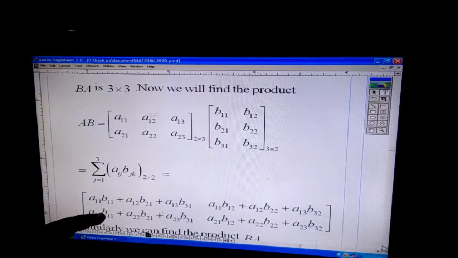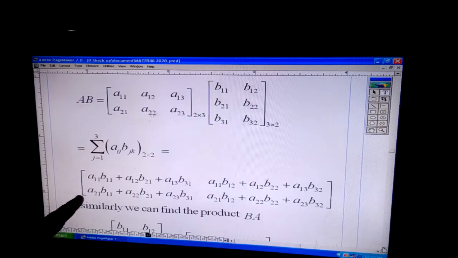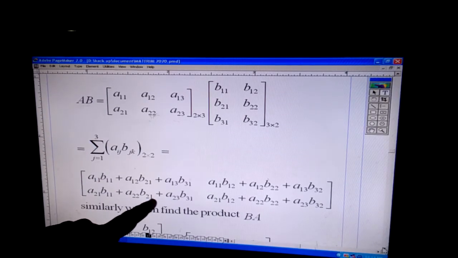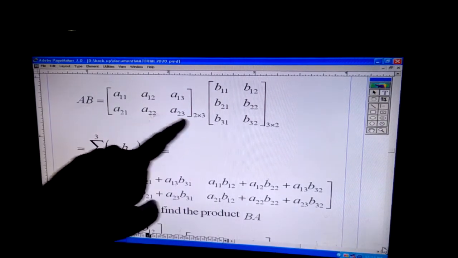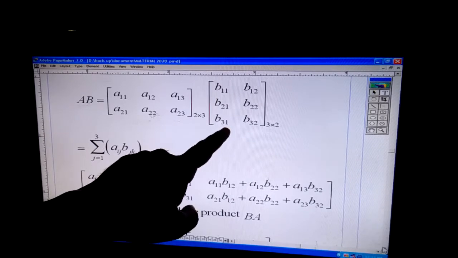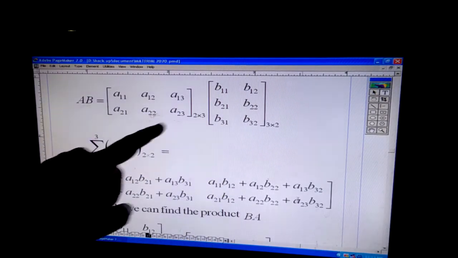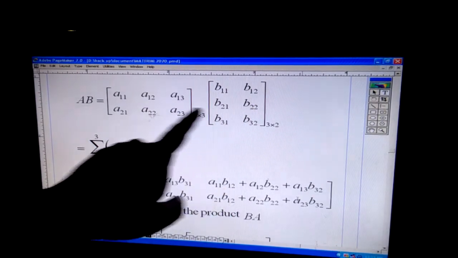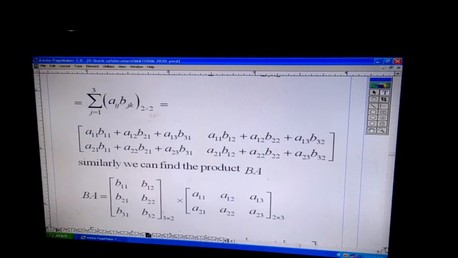Means it is first row and second column. Again second row first column: A21 into B11, A22 into B21, A23 into B31. Again second row second column: A21 into B12, A22 into B22, A23 into B32. This is A into B.